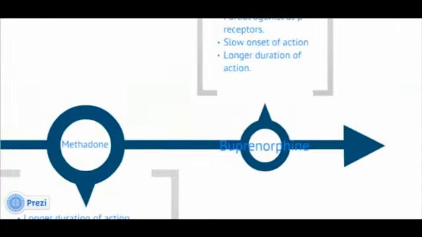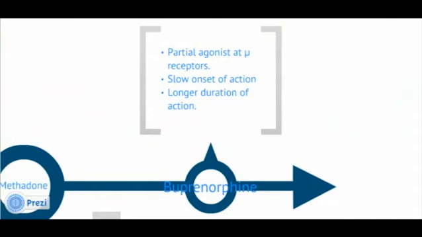Buprenorphine patches are partial agonists at mu-opioid receptors. They have a very slow onset of action and a much longer duration of action, roughly 6 to 8 hours more than morphine. And this again, similarly to fentanyl, is used in chronic pain.